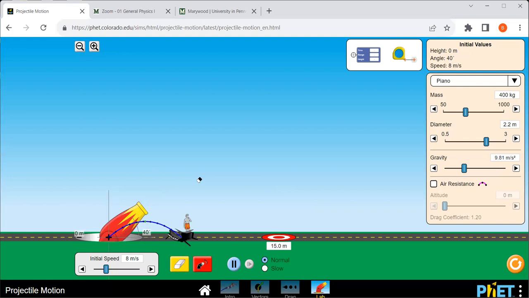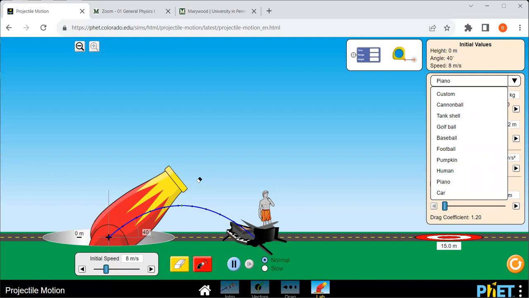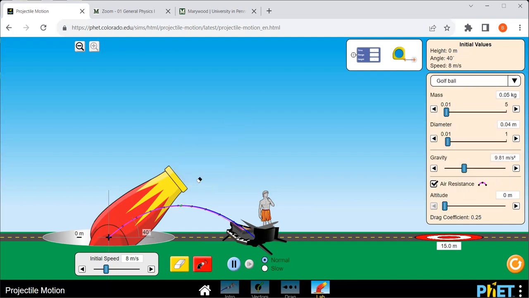On the other hand, let's turn on the air resistance. You will see that for a large object it doesn't matter, but for a small object it will be different. So for example, golf ball. Let me erase this. With air resistance, you see that the golf ball hits here. Now without air resistance, you see that it's slightly different. But it is different.